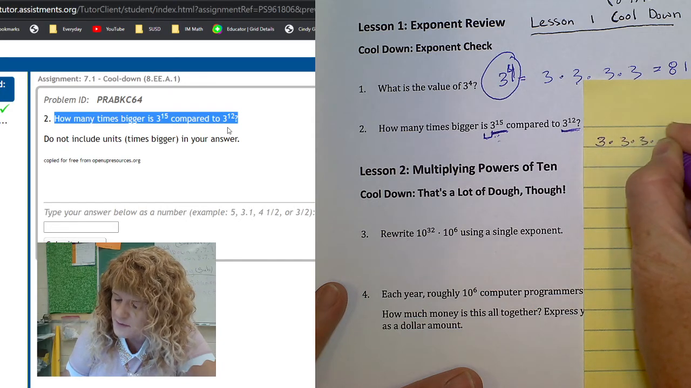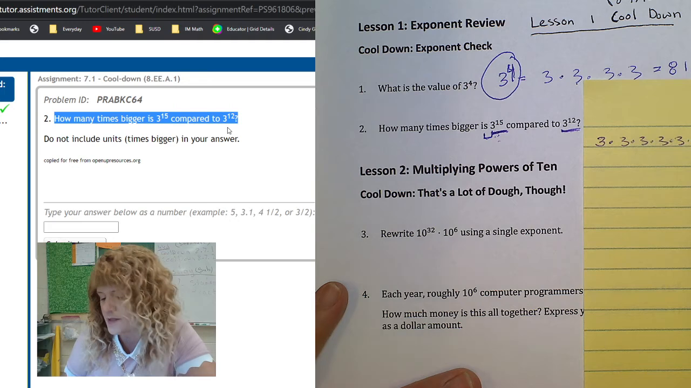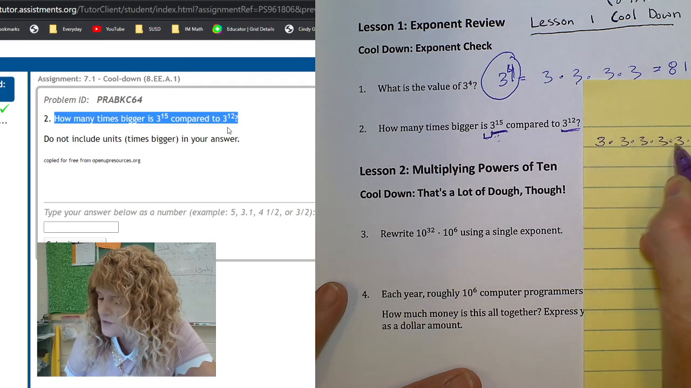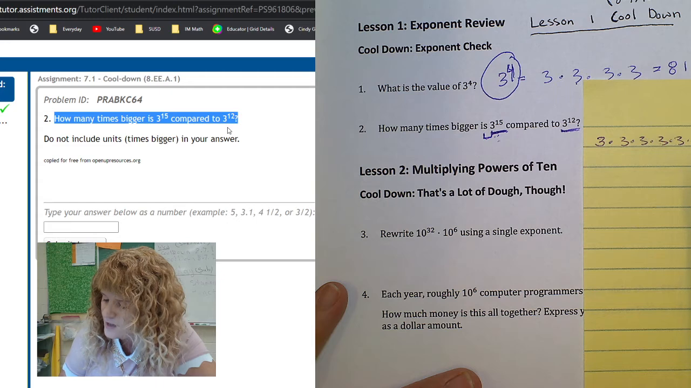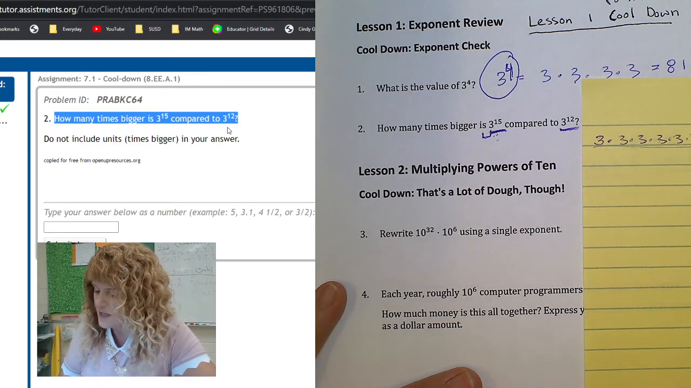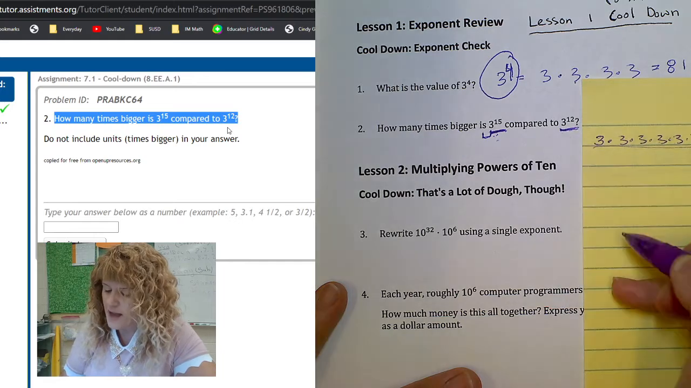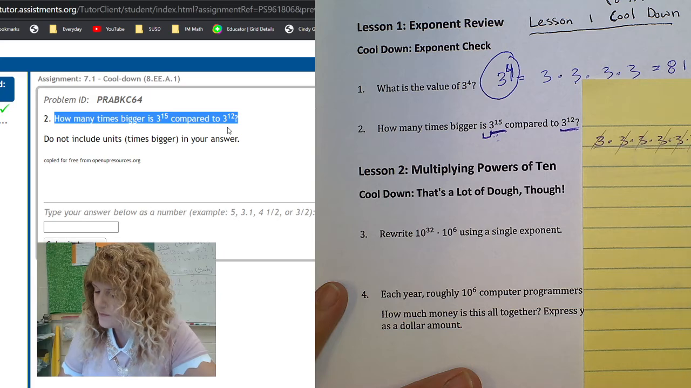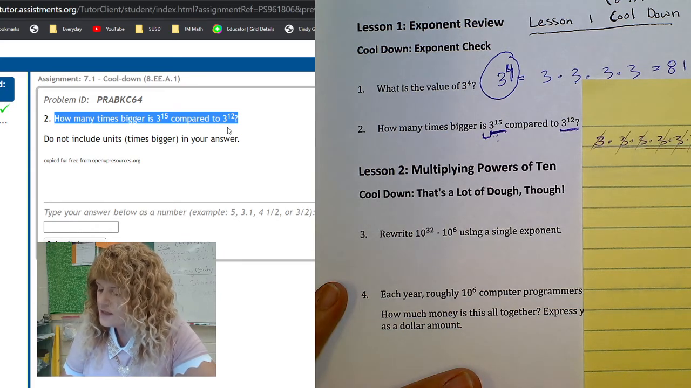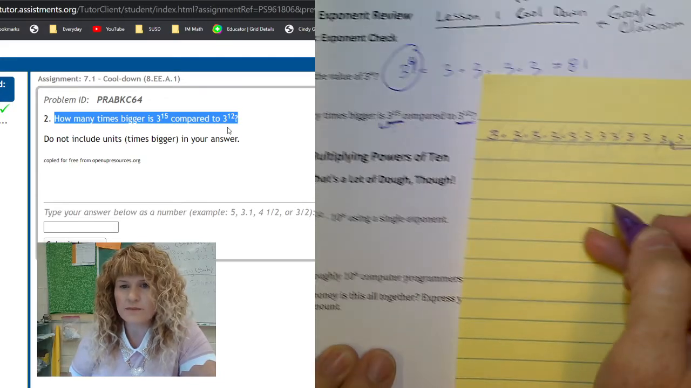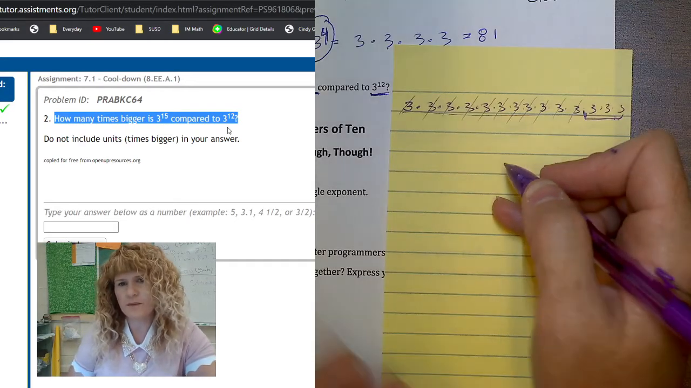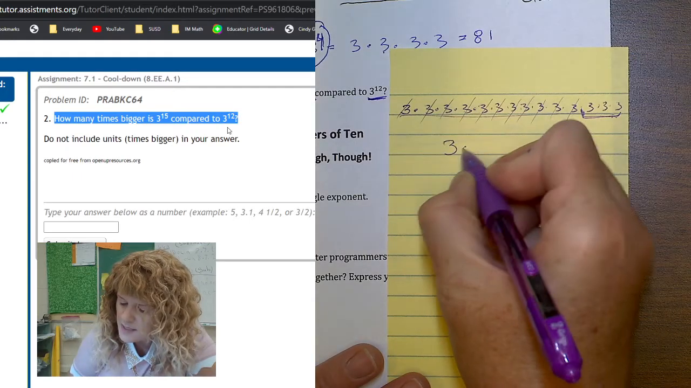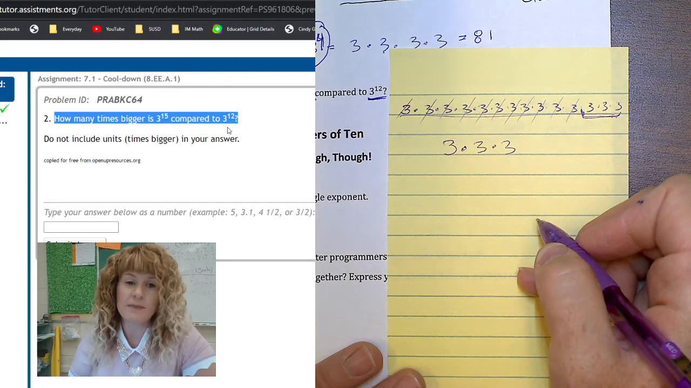3 times 3 times 3 times 3 times 3 times 3. Oh, this is going to kill me. 1, 2, 3, 4, 5, 6, 7, 8, 9, 10, 11, 12, 13, 14. There's 3 to the 15. And we're going to compare that to 3 to the 12. So anyway, take away 12 of these, and you get 3 to the 3 remaining. There we go. So it is 3 times 3 times 3 times bigger.